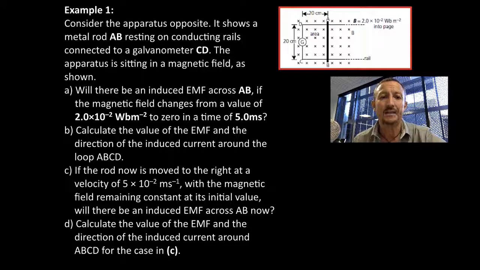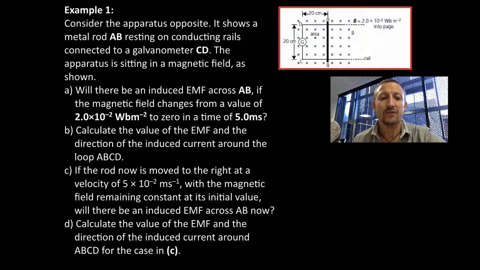So what's going to happen is, we're initially going to be asked in A, will there be an induced electromotive force across AB if the magnetic field changes from a value of 2 times 10 to the negative 2 Webers per square meter to 0 in a time of 5 milliseconds? Then we're going to calculate the value of the EMF and the direction of the induced current around the loop A, B, C and D.